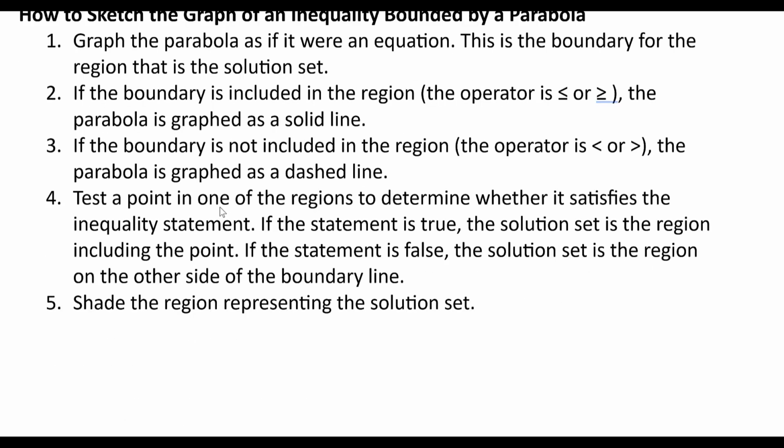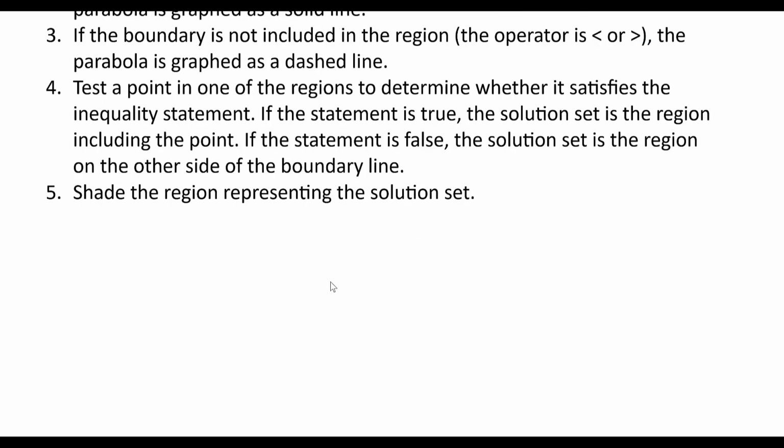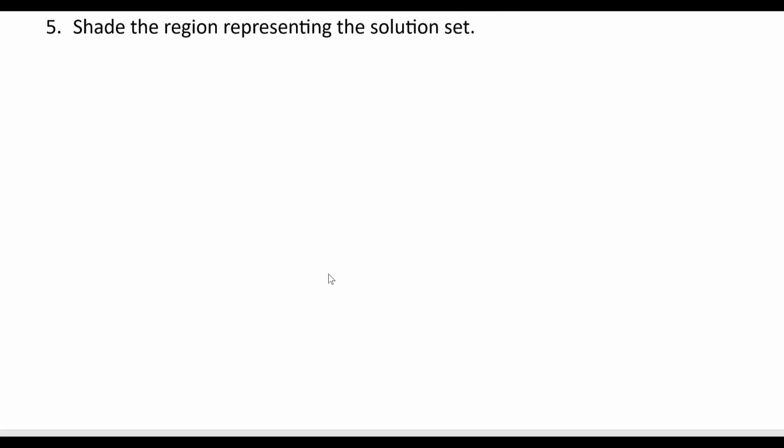Test a point in the regions to determine whether it satisfies the inequality statement. If the statement is true, the solution set is the region including the point. If the statement is false, the solution set is the region on the other side of the boundary line. Then shade the region representing the solution set.